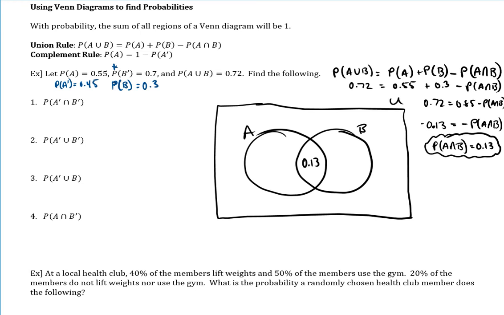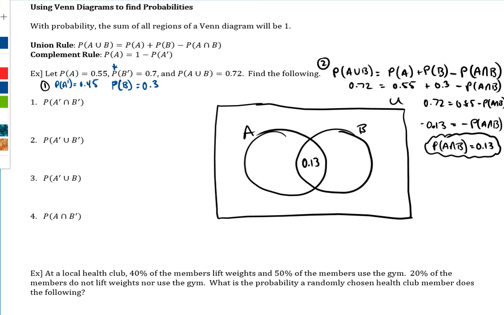All right, and then now I can go through any of these ones. Okay, so that was our, I guess the real first step was finding these secret ones based on the complement rule. And then our second step was all right there. So that was the 0.13. And then let me use a different color to fill in the rest.